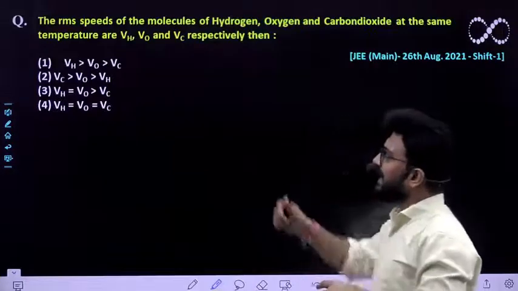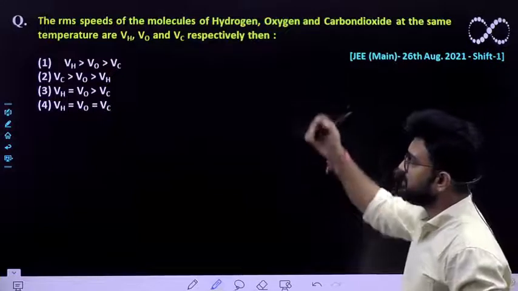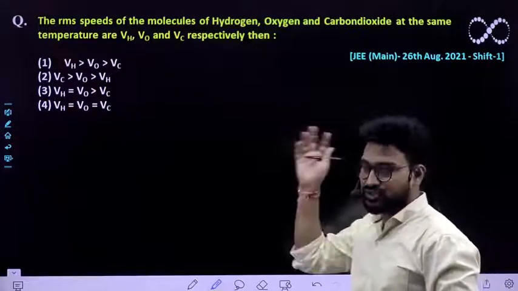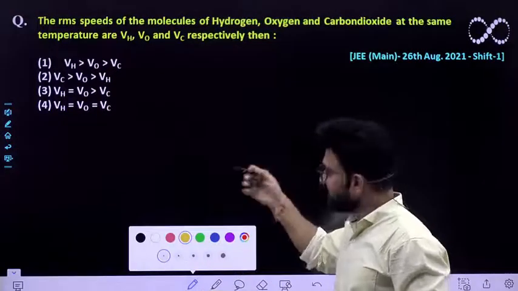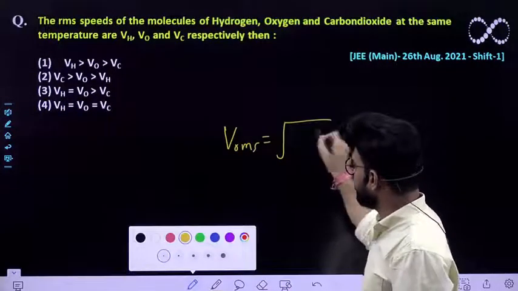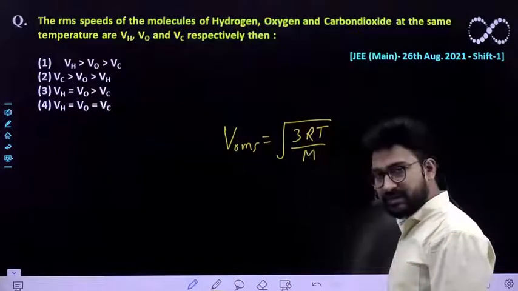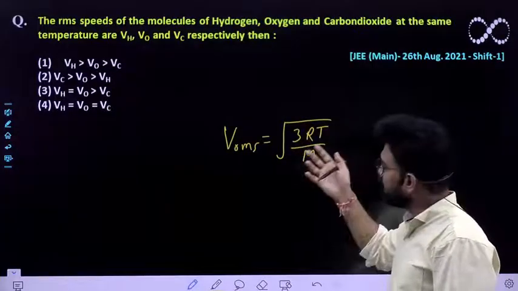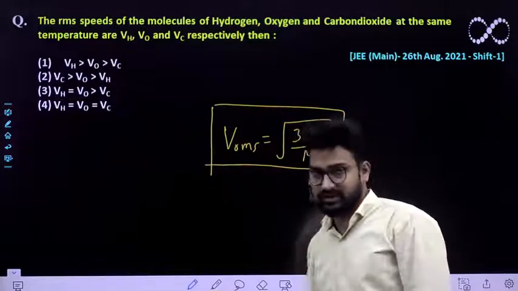The question says, the RMS speed of the molecules of hydrogen, oxygen and carbon dioxide at the same temperature are VH, VO and VC respectively. Then what is the relationship between them? We already know that the RMS speed of gas molecules is given by the relationship V_RMS equals the square root of 3RT by the molar mass of that particular gas, where T is the temperature of the gas and R is the gas constant. So this is the RMS speed of the gas molecule that you should get.